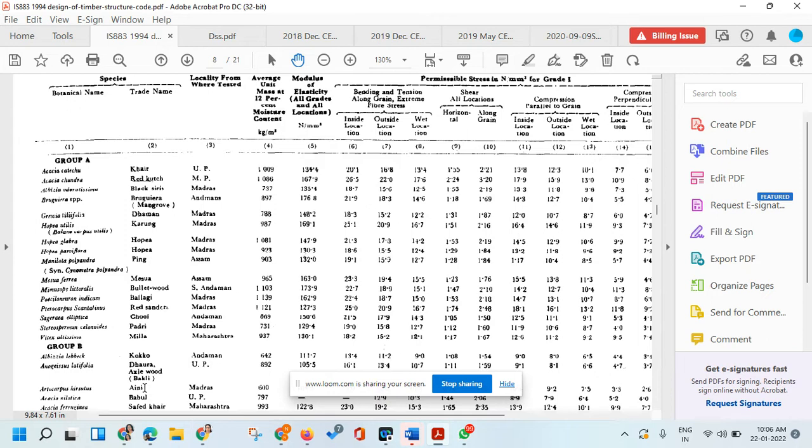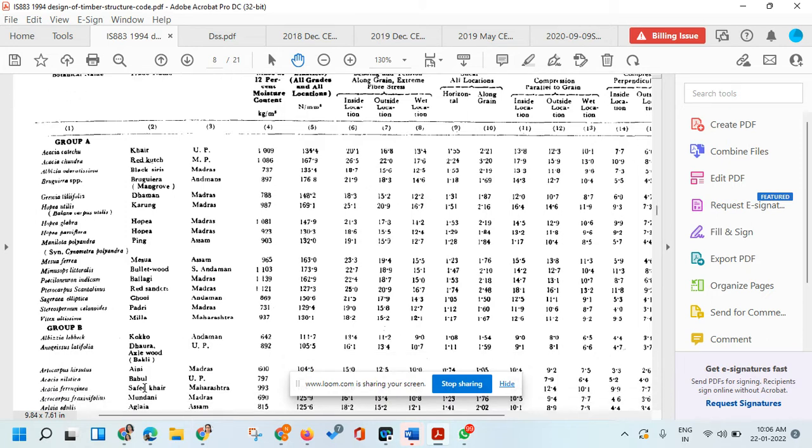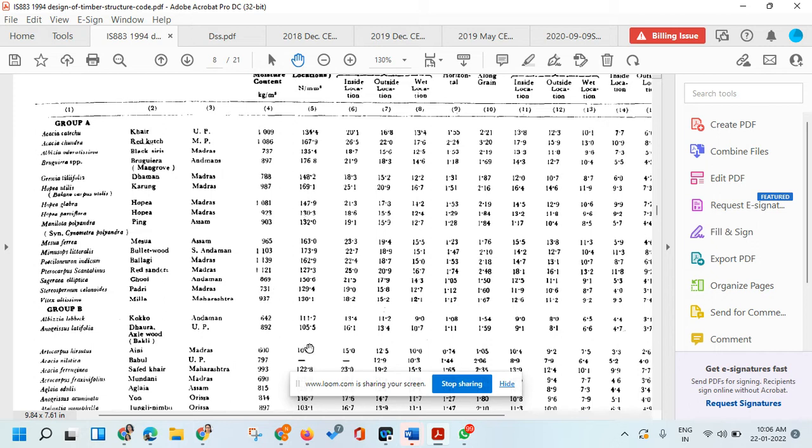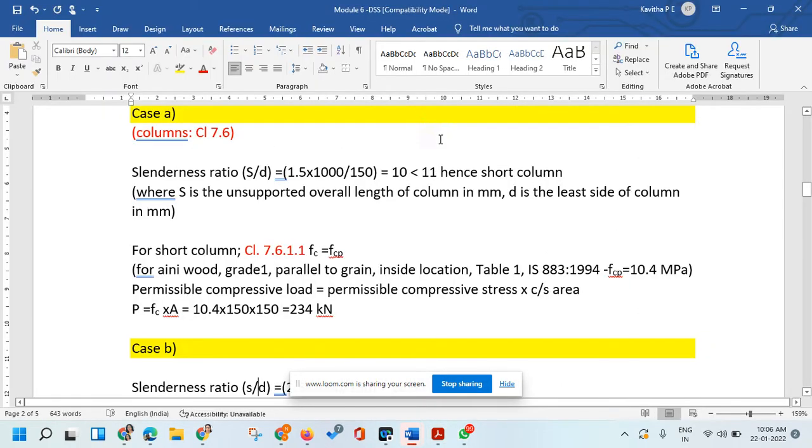So for the any wood, you have to select the Young's modulus value 104.5, and you have to select, say, the stress value 10.4 for the inside location. If nothing is given, you can select any one among these three. Okay, so in the question, if it is not given, you can assume, and the values can be obtained from table 1.